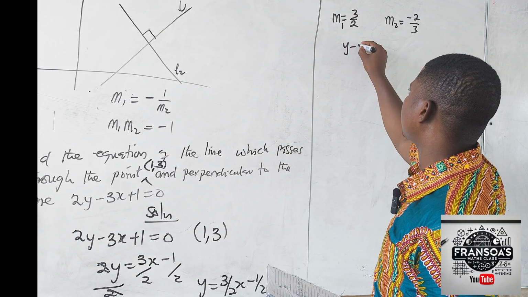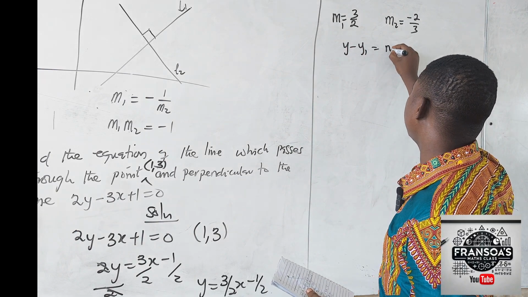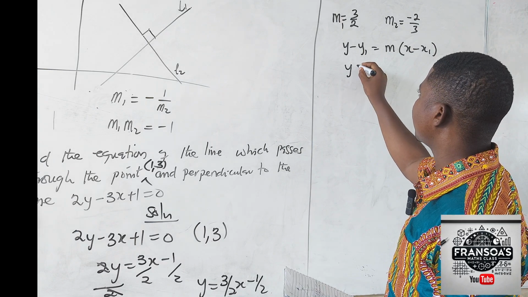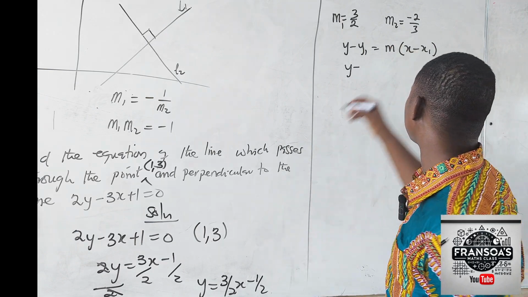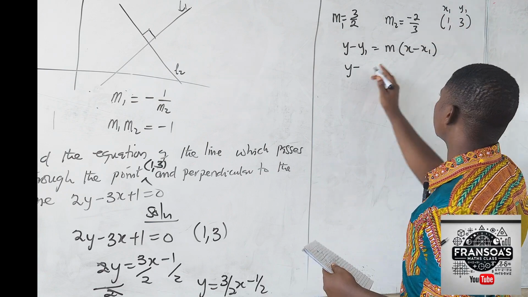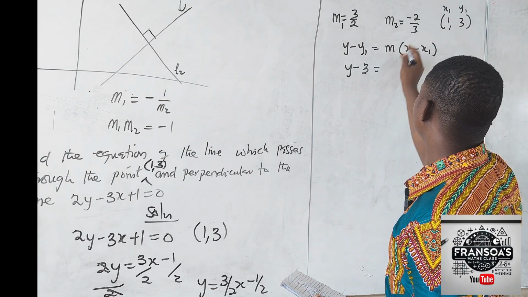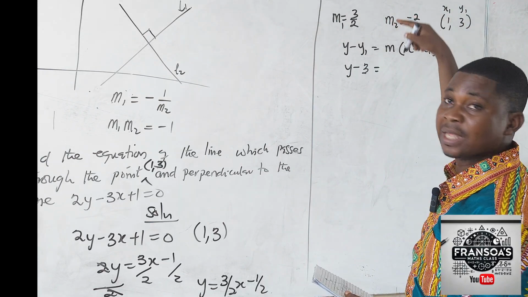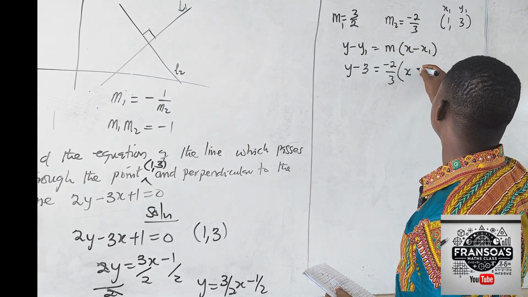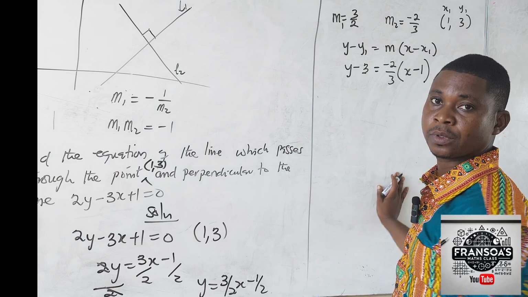So we have y minus y1 equal to m into bracket x minus x1. So y minus, our point is (1, 3), so x1, y1. So y minus 3 is equal to, now since we are using the negative reciprocal, that's negative 2 on 3, into bracket x minus 1.